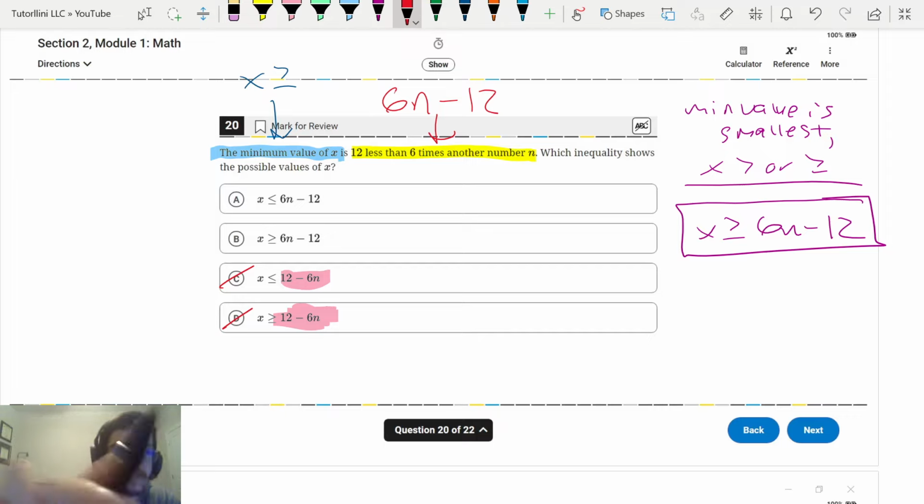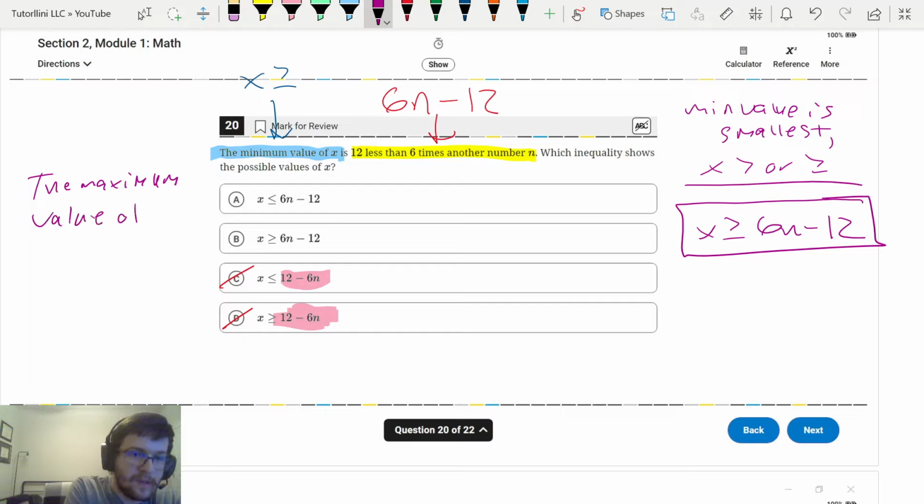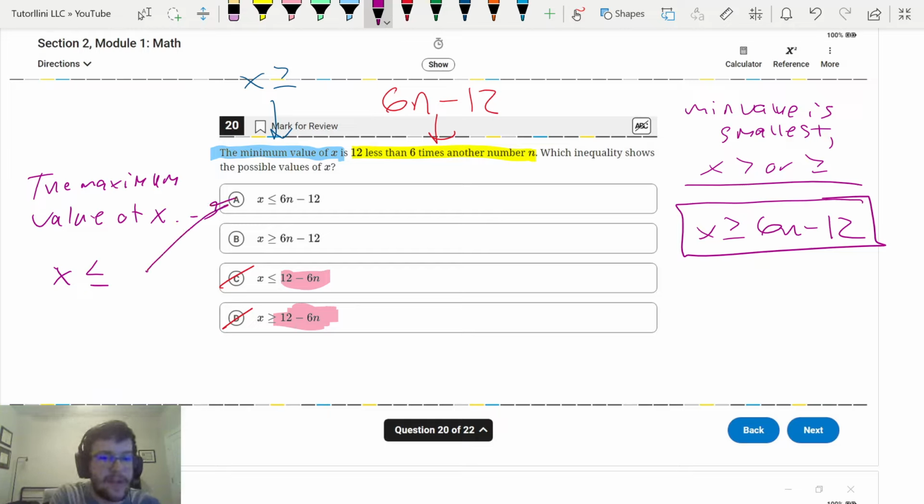Similarly, if the question said the maximum value of x is something, you would do x is less than or equal to. That's what A is saying, which is not what the question said. If I said the maximum value of x is 10, you would say x is less than or equal to 10. So just some quick interpretation there. I would remember that in case it comes up on a future exam. So this one is B.